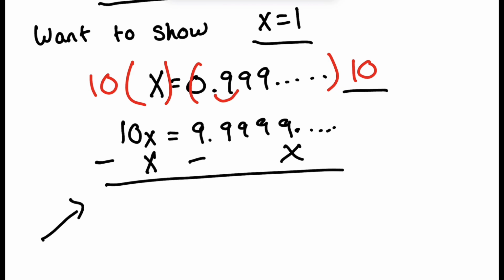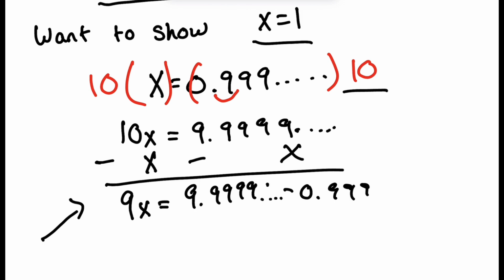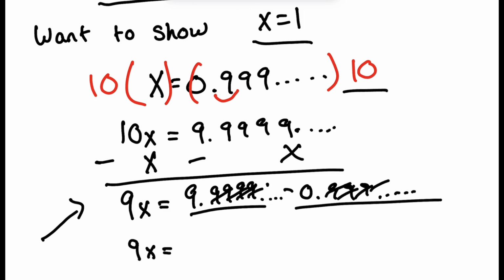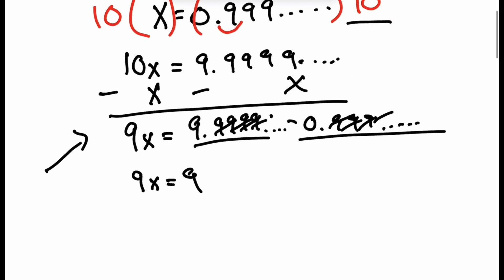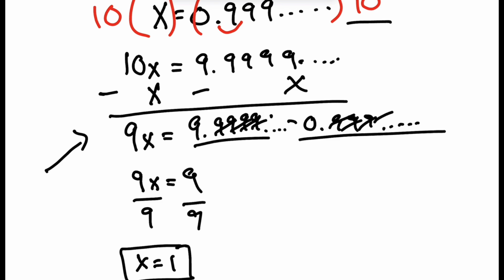On the left-hand side, we're going to get 9x. On the right side, we're going to get 9.9999 repeating minus 0.999 repeating. Every 9 past the decimal will cancel out with every 9 past the decimal on the second term. Thus, 9x equals 9. Lastly, we divide by 9 on both sides, and what we get is that x equals 1. But wait a minute.